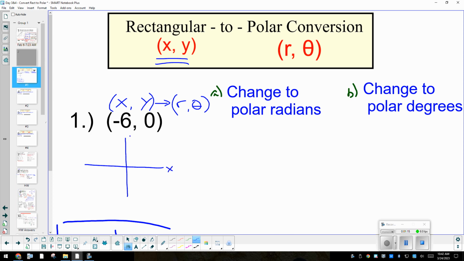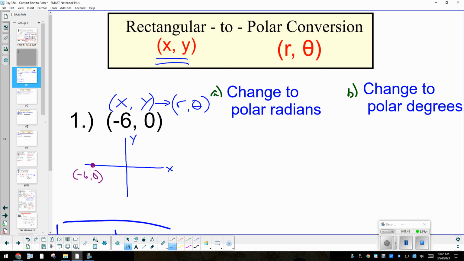The first thing that you do is you want to plot the point. So this is in our coordinate system, x comma y. You want to physically plot the point. So where would negative 6 comma 0 go? What axes is it going to end up on? The x, positive or negative? Okay, so it's somewhere over here. You don't have to be exact. You want to know where it lives. So negative 6 comma 0.